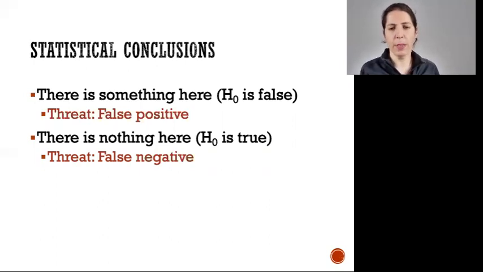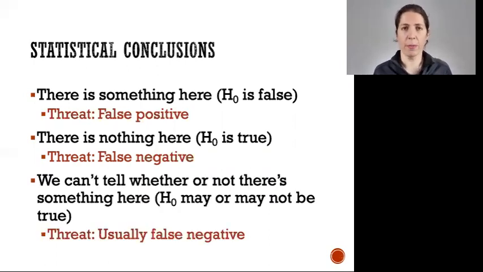And the third possibility is that we can't tell whether or not there's something there. We don't know. We can't reject the null, but we don't accept it either. And as I mentioned, often this slides into accepting the null hypothesis. If we look and we don't see anything there, we're supposed to just stick to, I don't know if there's something there or not. But often people slide into thinking, oh, well, I didn't see anything, so there's nothing there, accept the null hypothesis. And so the threat here would be a false negative. Again, if you say, I didn't see anything, therefore there must be nothing, you could be missing something that's there.